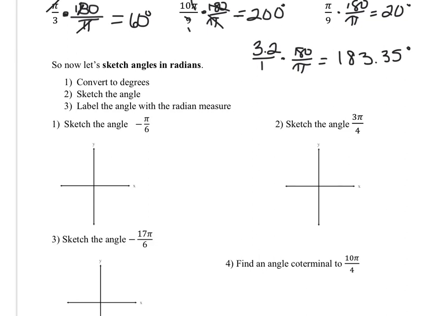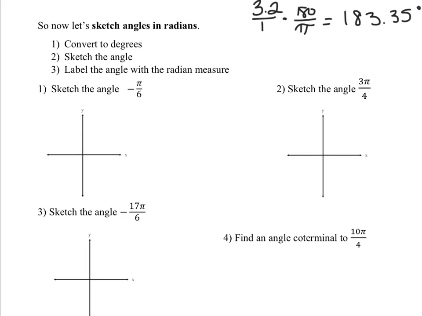Alrighty. So the next we're going to do is we're going to sketch some angles. But really anything that you want to do, like if you have to sketch an angle, find coterminal, all the other stuff that we've been working on with angles, if you're given radians, simply convert it to degrees and then sketch it.